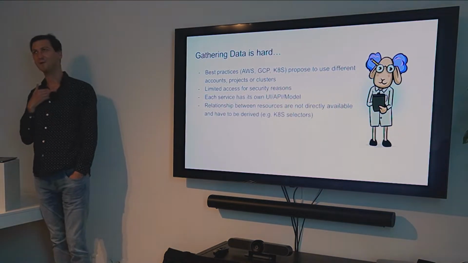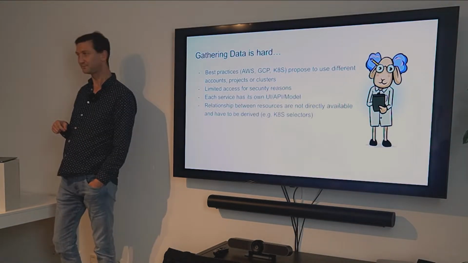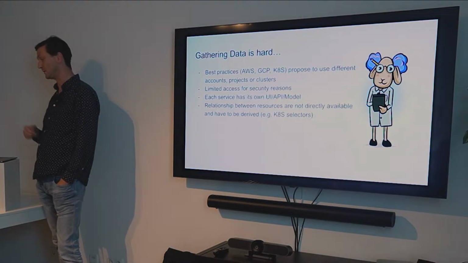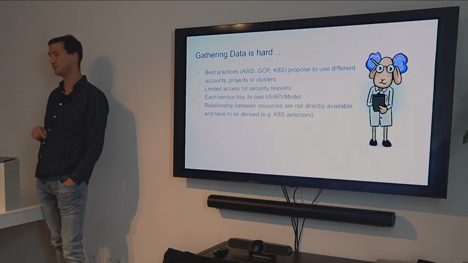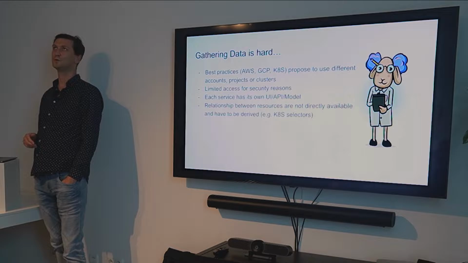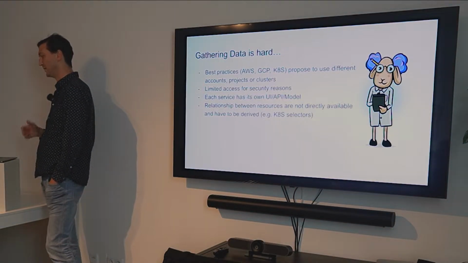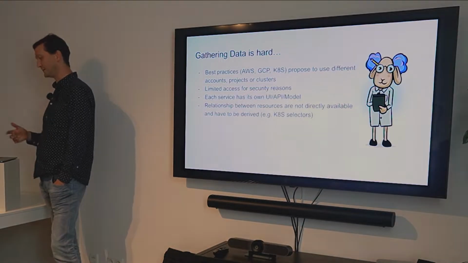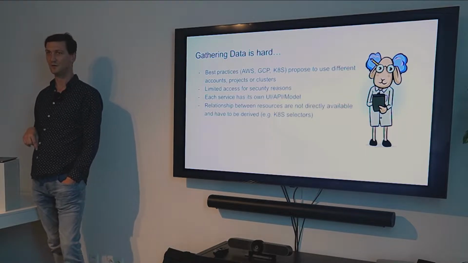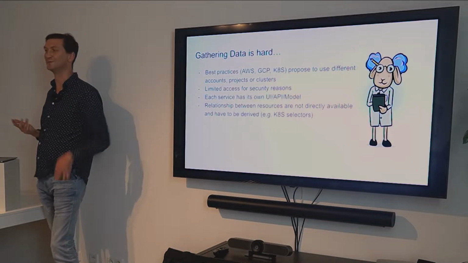Quite surprisingly, it is also pretty hard to gather the data. If you follow best practices from AWS or GCP or also Kubernetes, they propose that you use different accounts, different projects. That's the term in GCP. And I'm pretty sure if you use Kubernetes, you usually do not have one cluster, but two, three, or even more. We work with one user that has over 2,000 GCP accounts and a Kubernetes cluster in each. Maintaining that is totally possible, but you need to automate. You cannot do it manually.